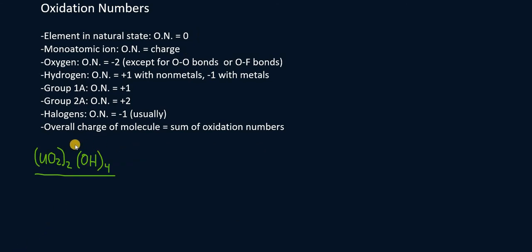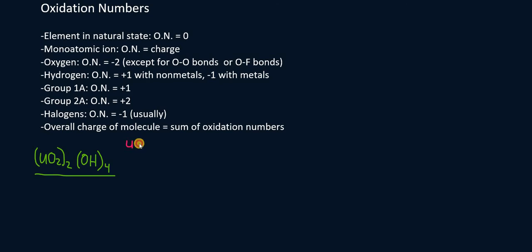So let's look at a slightly more complicated one and do the same approach that we used for the previous one. So I'm just going to look at my elements that I have in my compound to see which ones I know. I have uranium, don't know that one. I've got oxygen, we know oxygen. And we have hydrogen, and we know hydrogen. So I'm just going to take a tally of my elements here.